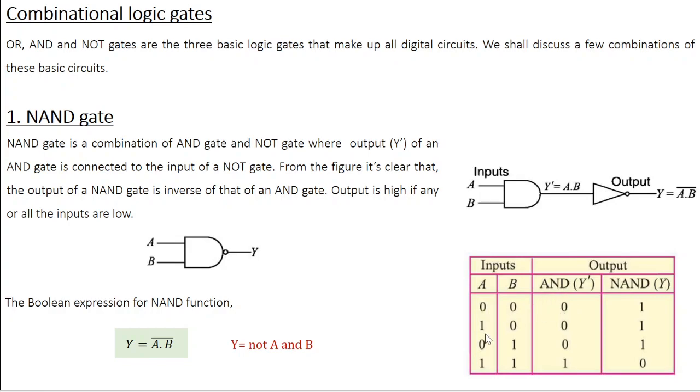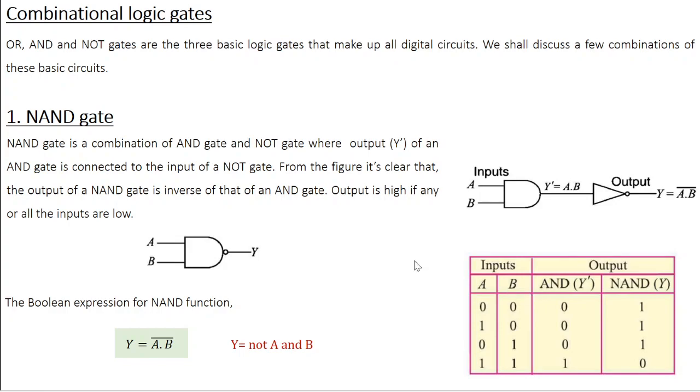0 0 0, 0 1 0, 1 0 0, 1 1 1. So here Y prime is the output of the AND gate. Now when you take the inverse of that, you get the output of the NAND gate. So inverse of 0 is 1, inverse of 0 is 1, inverse of 0 is 1, and inverse of 1 is 0. So the truth table of a NAND gate is 0 0 1, 0 1 1, 1 0 1, 1 1 0. So you can see that the output is high if any or all the inputs are low.